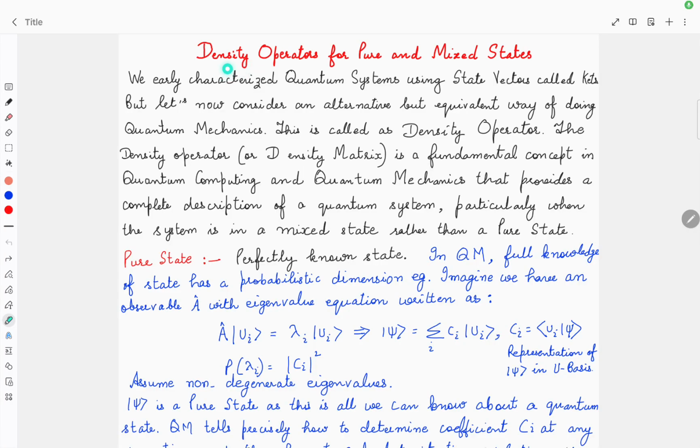Hello everybody. Let us talk about density operators for pure and mixed states.